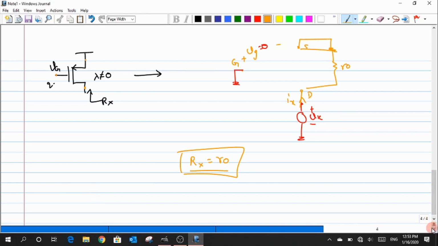Now we'll move on to a different type of circuit. I just need to find the output impedance of this particular circuit.